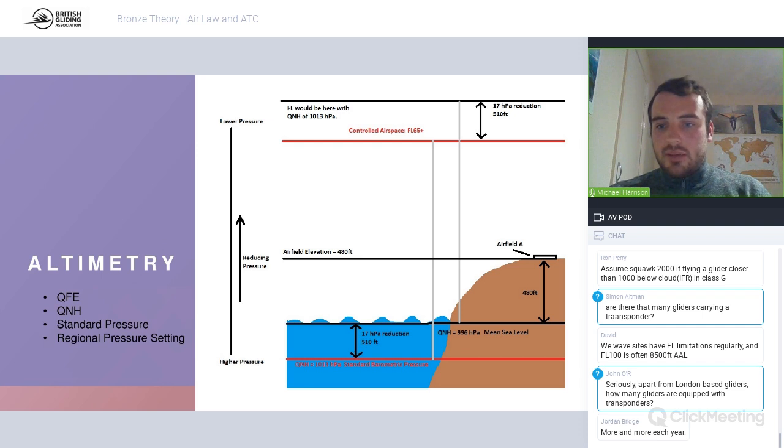Apart from London-based gliders, how many gliders are equipped with transponders? I honestly don't know. I suspect the number of transponder-equipped gliders is going to start to increase over the next few years. I know we're leaving EASA, but it is an ambition of EASA that at some point before 2030, transponders and ADS-B out will probably be a requirement. So I don't think it's something we'll avoid ever, but I honestly don't know how many are currently equipped with them.